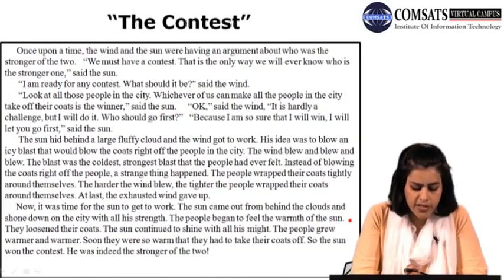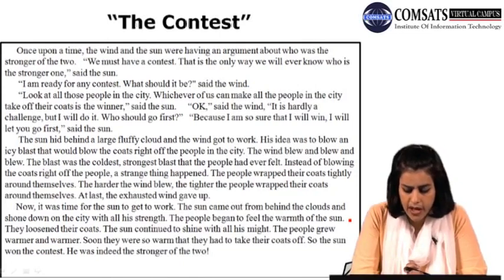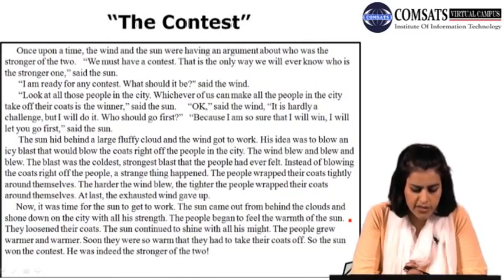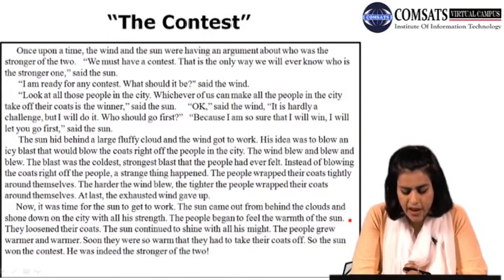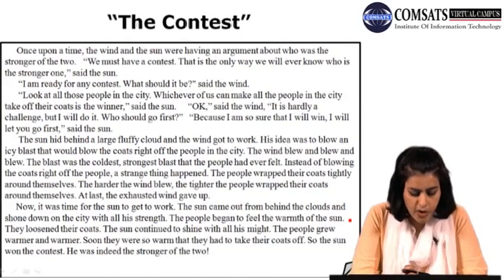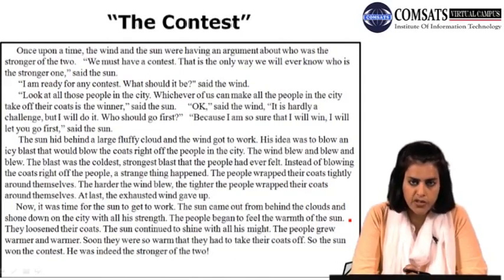Now it was time for the sun to get to work. The sun came out from behind the clouds and shone down on the city with all his strength. The people began to feel the warmth of the sun. They loosened their coats. The sun continued to shine with all his might. The people grew warmer and warmer. Soon they were so warm they had to take their coats off. So the sun won the contest. He was indeed the stronger of the two.